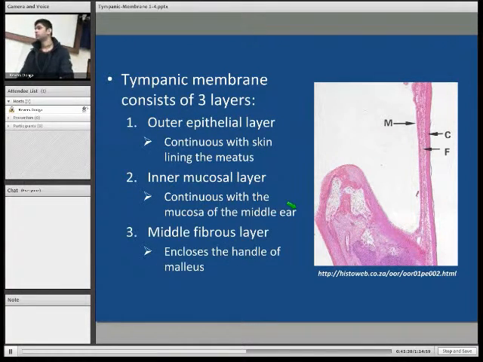And the middle is a fibrous layer which consists of 3 different fibers: circular, radial, and parabolic. It's this arrangement that gives the tympanic membrane its thickened, taut structure, or makes it looser, as I mentioned, at the pars flaccida. This bit here represents the ossicle, and as you can see, it is contained within the fibrous layer.